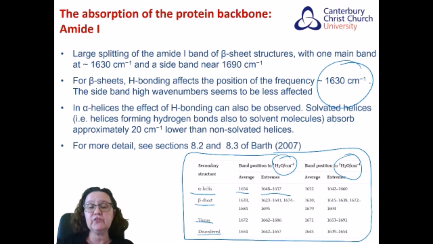And as you can see, it is different if it's an alpha helix or a beta sheet, or turns, or if you are looking at a section of the protein which is disordered, and you can follow that using infrared spectroscopy.